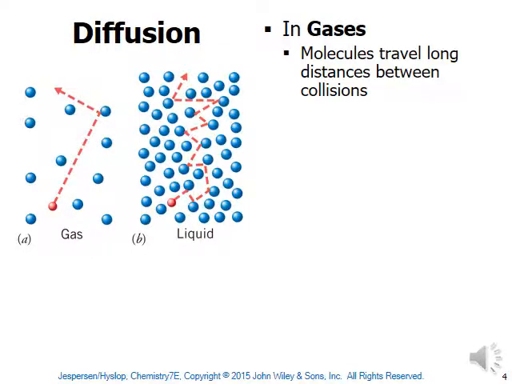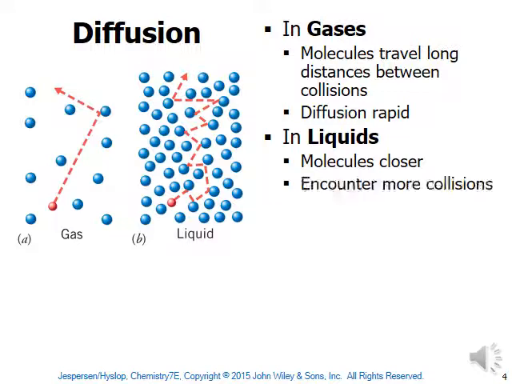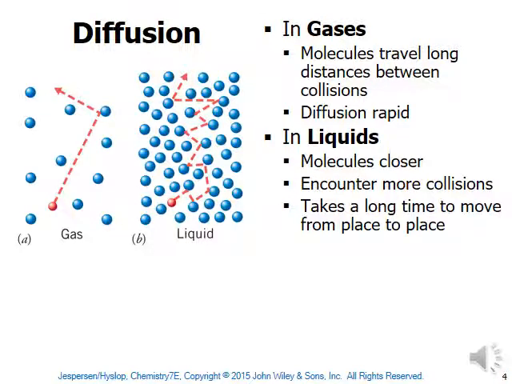Okay, diffusion. In gases, molecules travel long distances between collisions because they're very far apart from each other. Diffusion happens rapidly because there's nothing stopping them. In liquids, the molecules are closer, there are a lot more collisions, and therefore diffusion is slower because they have to traverse between the other molecules. Like if this particle over here in this gas, there's a lot of space for it to move through.